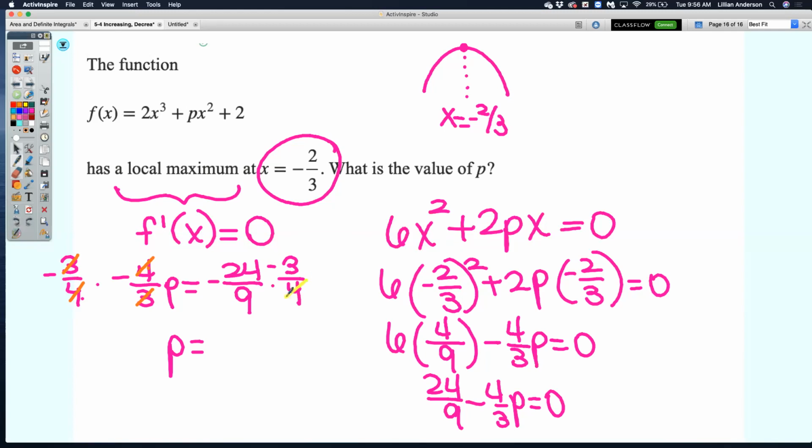How many times does 4 go into 24? What's 24 divided by 4? 6. What's 3 divided by 9? Or 9 divided by 3? 3. What's negative 6 divided by negative 3? 2. P is 2.